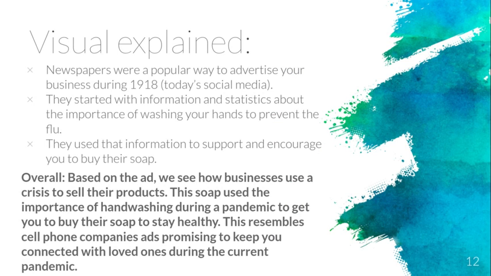Okay, so what you need to know. Newspapers were a popular way to advertise business during 1918. It was today's social media. Think about all the newspaper articles that get shared online while you're on Facebook or on Twitter. That's how we get our news and ads for the most part.